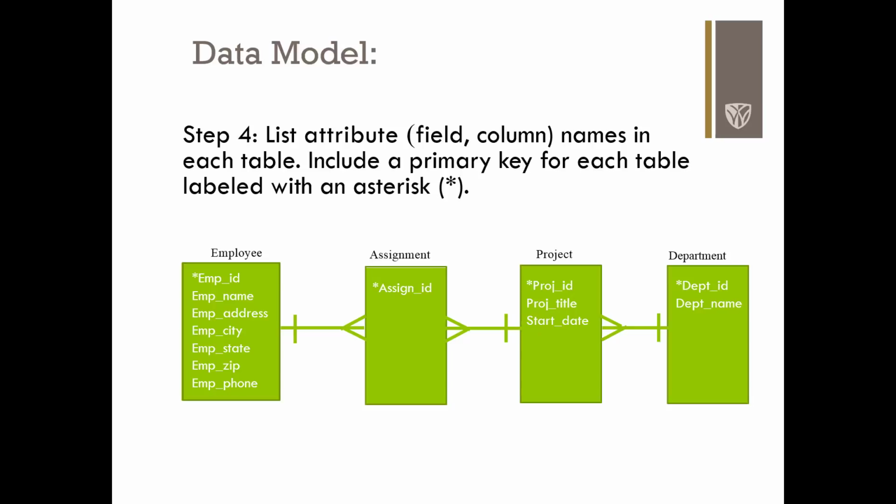So we've got employee ID, name, address, city, state, zip, and phone, for example. In addition, we need to define a primary key for each table. Keep in mind that the primary key is a unique identifier so that we're going to be able to identify each specific instance of that entity. So we need to have an employee ID which is unique, or project ID, department ID. And in this case, we're also going to have something called an assignment ID. Okay, this is getting closer, but we're still not done.